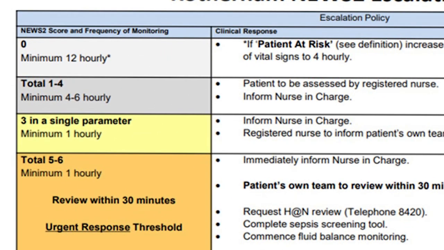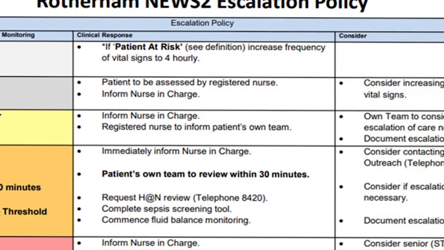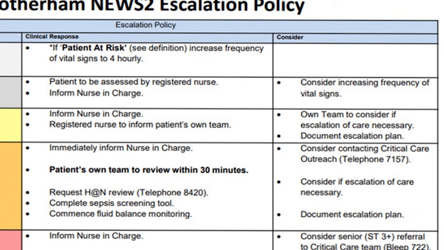When we get to patients who score a 3 in one single parameter, then the nurse in charge needs to be informed. A 3 in one parameter is highly unusual, and it is either a sign that the patient is about to deteriorate, or it might be a sign that we need to just repeat some of the observations and check that we're accurate with our recording.